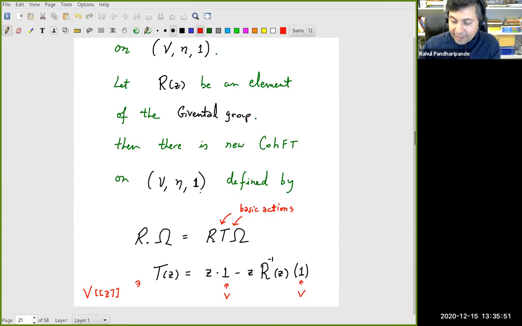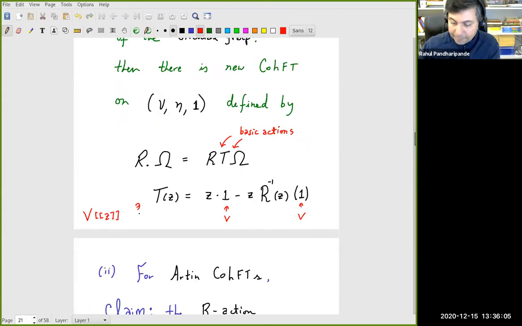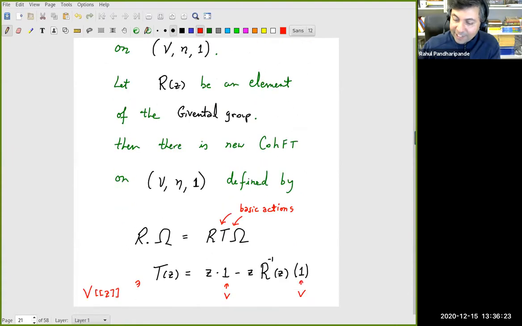on the same data, and it's defined by two basic actions. There's a T action and there's the R action. So I have to tell you what T is. So T is a vector. It's a power series in Z whose coefficients are vectors in V. I'll say this more carefully in the context of the Picard CohFT, but this is the very first statement about the group action.